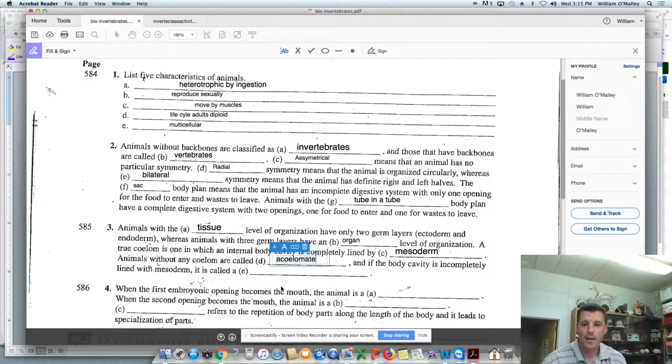If it's incompletely lined, we call it a pseudocoelomate.